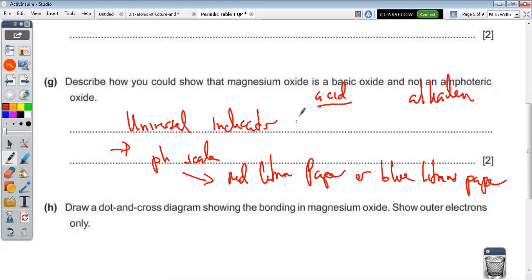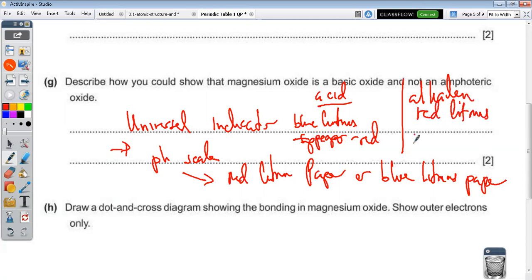An acid turns your blue litmus paper red. An alkali turns red litmus paper blue. But anyway, we'll do that topic on acids, bases, and salts.